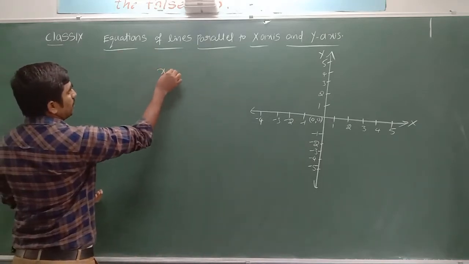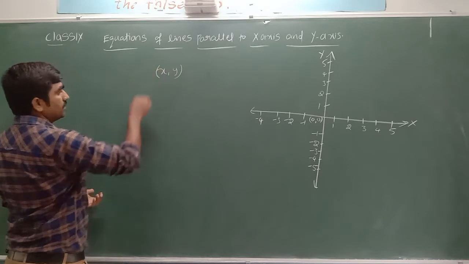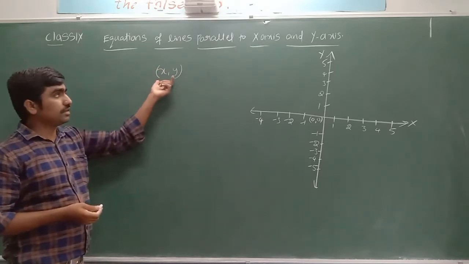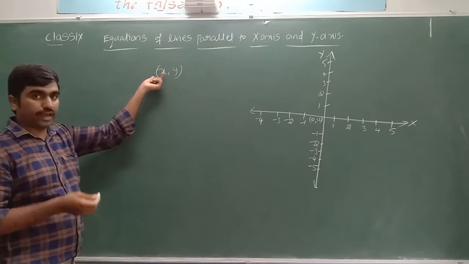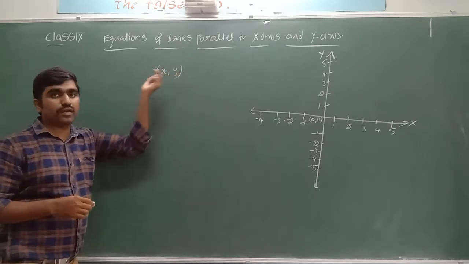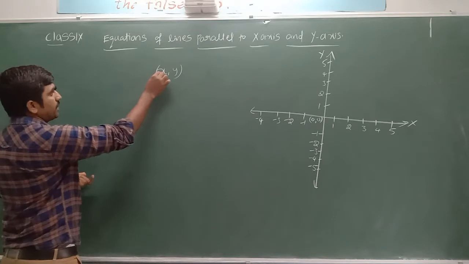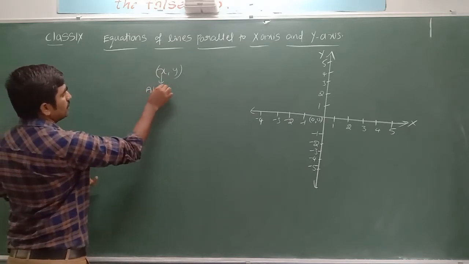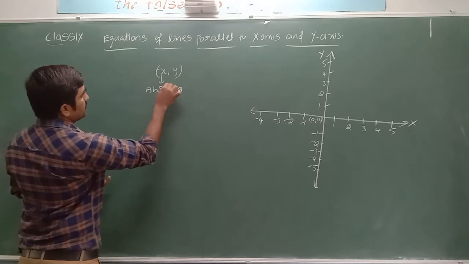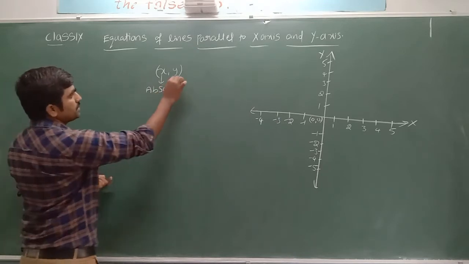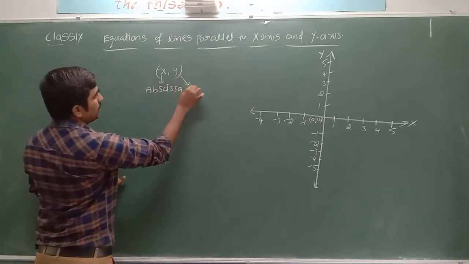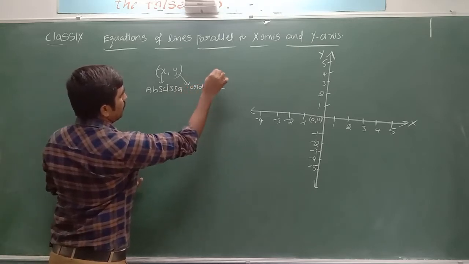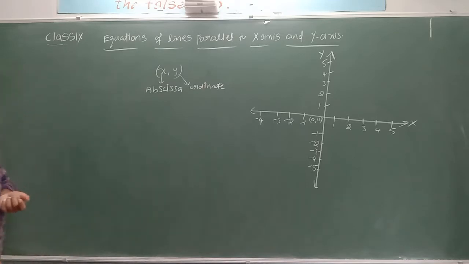An ordered pair is written as x comma y. We denote the ordered pair like this. x is the x-coordinate, and y is the y-coordinate. x is also called the abscissa, and the y-coordinate is called the ordinate. We call them abscissa and ordinate.